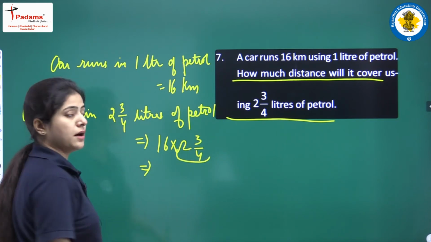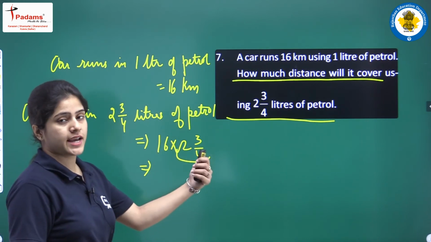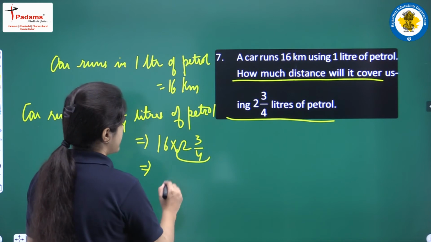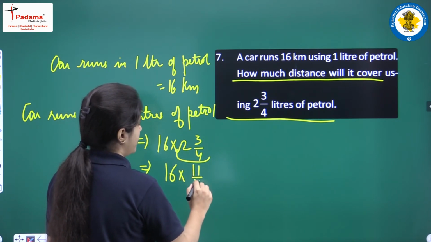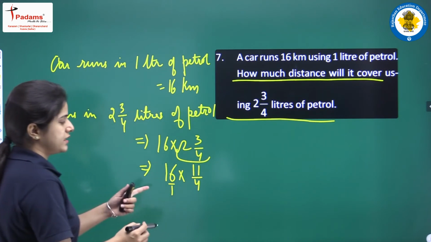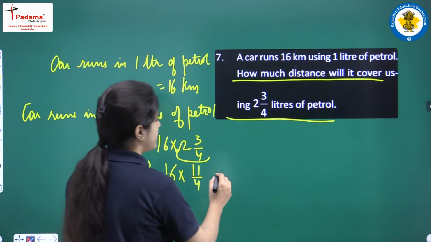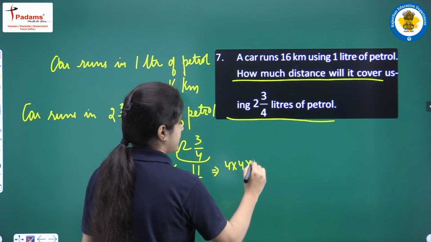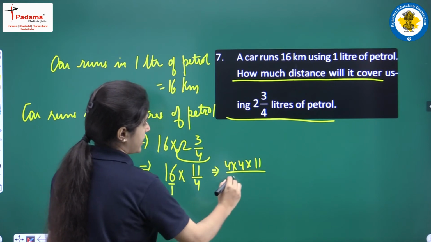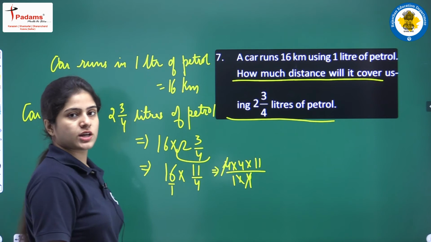Convert it into the improper fraction. 2 into 4 is equals to 8, 8 plus 3 is equals to 11. So, 16 into 11 upon 4, okay. Now, students, 16 is in the numerator and 4 is in the denominator. You can write this 16 as 4 into 4, right? You can write it like this and this as this. 4 and 4 will cancel out by each other, okay.